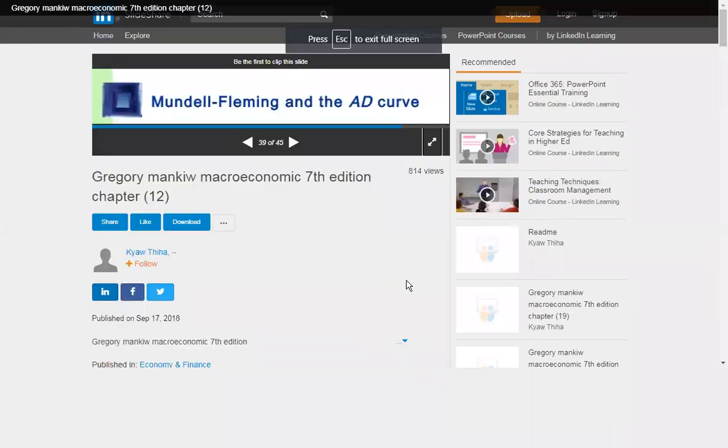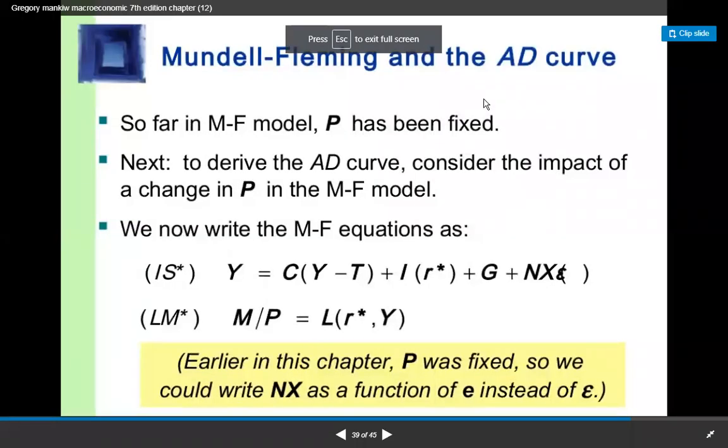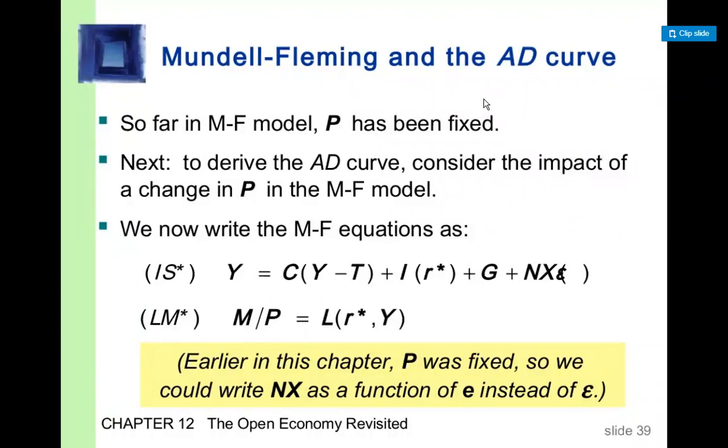This is our 34th lecture. In this lecture, we will discuss the derivation of the aggregate demand curve in the macroeconomic model.